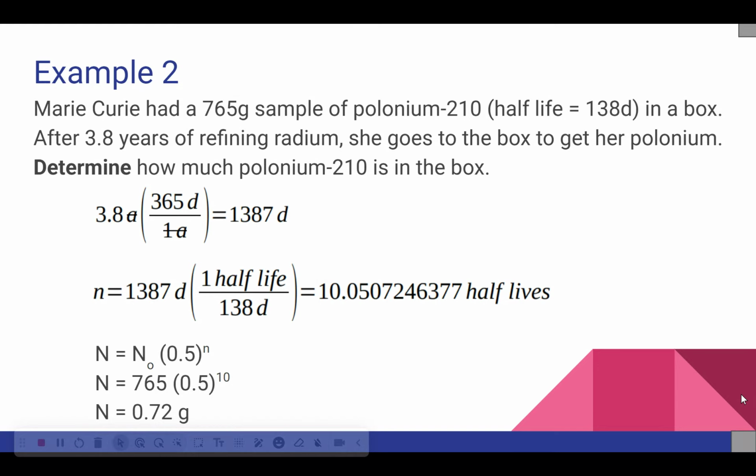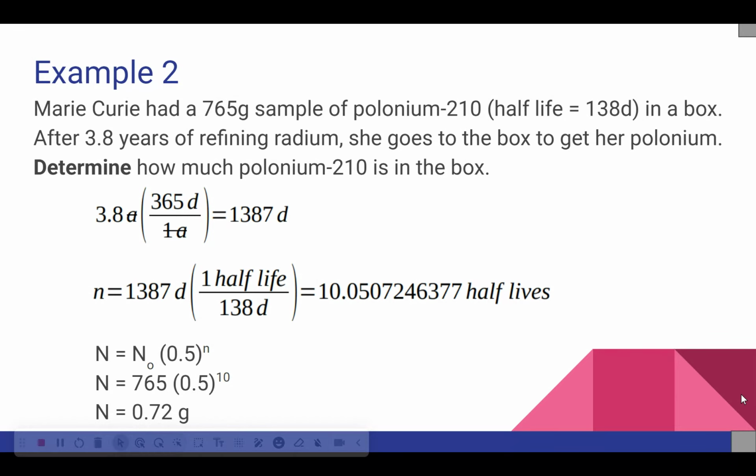And here's where I'm going to round off for sigdigs. I'm really just looking back that one of my numbers was 3.8 years, which only had 2 sigdigs, so I'm safest with rounding off to 2 sigdigs in my final answer, 0.72 grams. Same units as my original amount was. I'm measuring in grams for the original amount of my sample, so grams for what's left also.